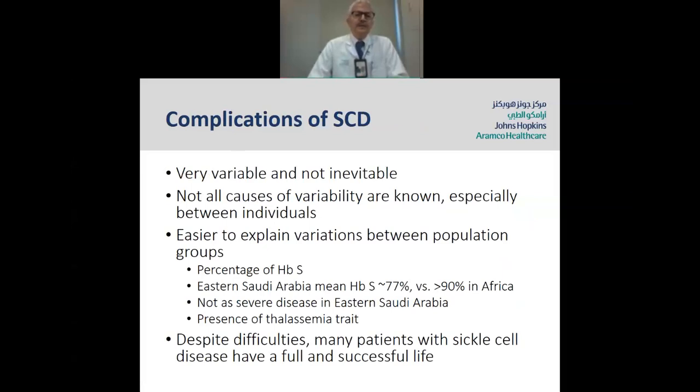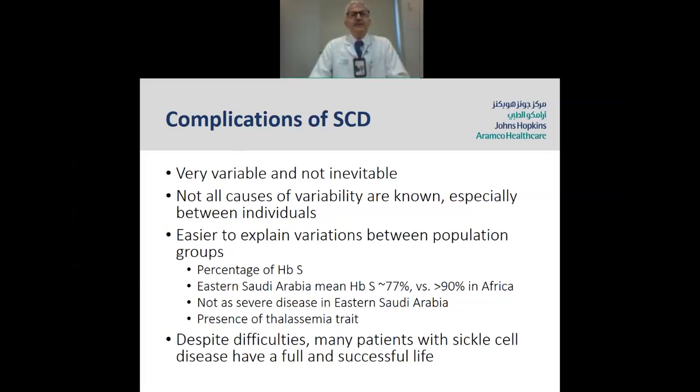What are the complications of sickle cell disease? It's very variable. What I'm going to mention are not inevitable. Some patients don't get these. The only thing that most patients have, the vast majority, is a decrease in their hemoglobin level, or anemia. And it is not known why there is this variability, especially between individuals. So you have two patients with the same composition of blood. Some of them have a fairly severe disease and are in hospital frequently and need help. Others are not as badly affected.